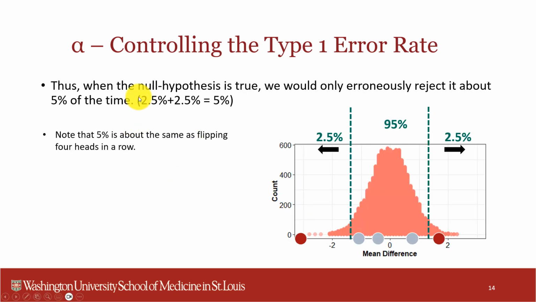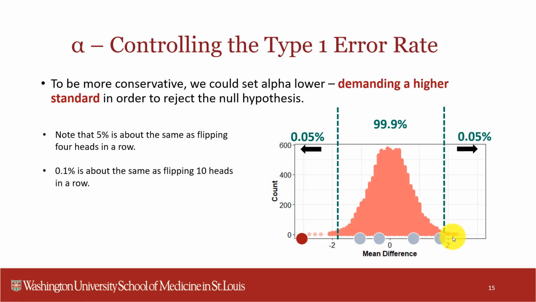So when the null hypothesis is true, the advantage of doing this is we're only going to make a mistake 5% of the time, right? So if the null hypothesis is true, 95% of mean differences we observe will be here. Sometimes we'll get one that's weirdly small or we'll get one that's weirdly big, but that's only going to happen 5% of the time when the null is true.